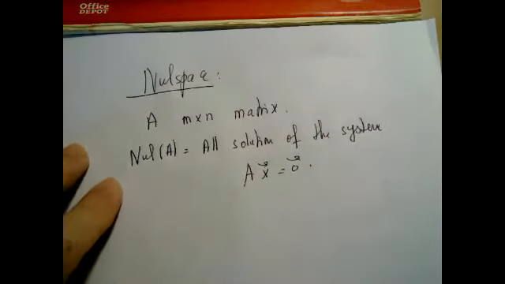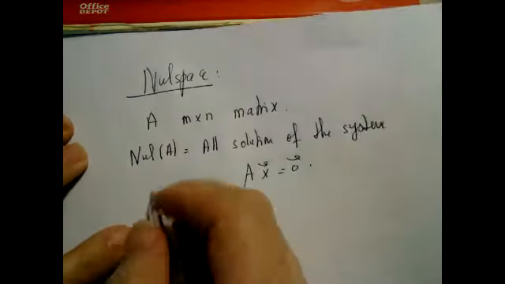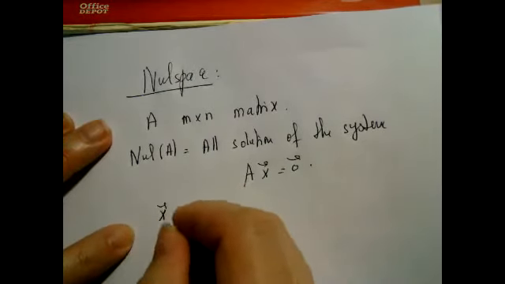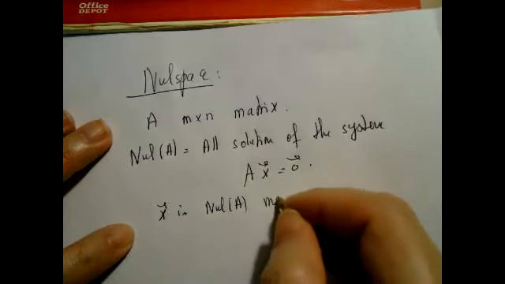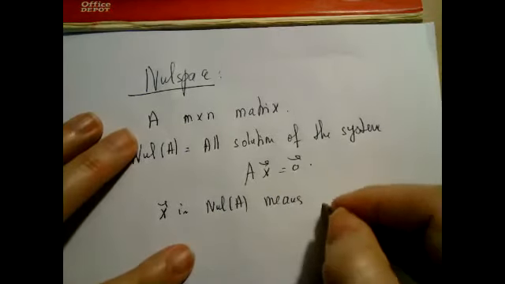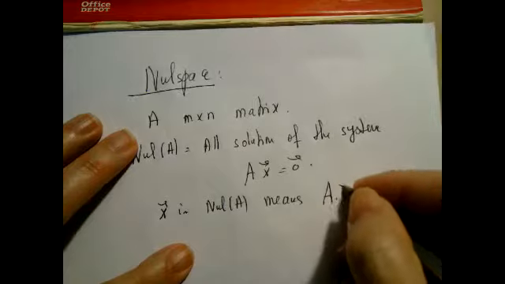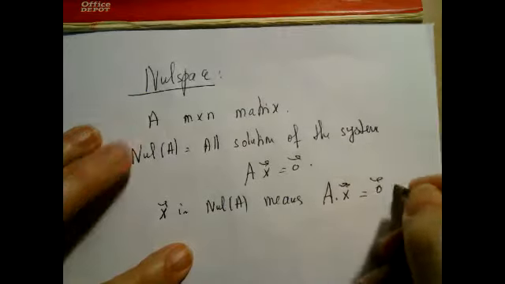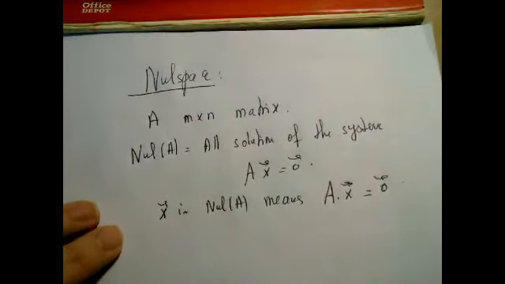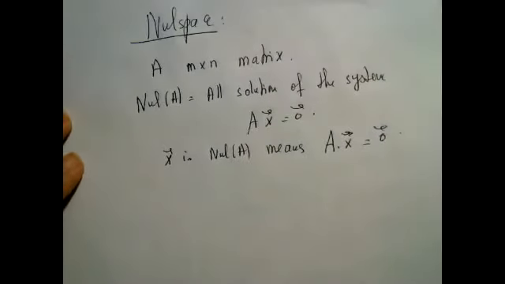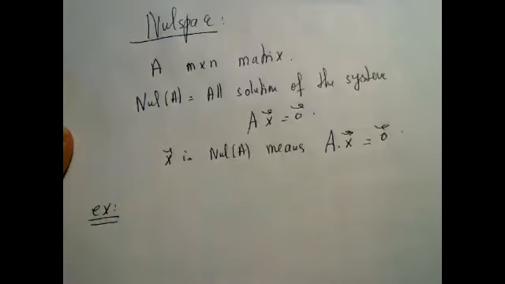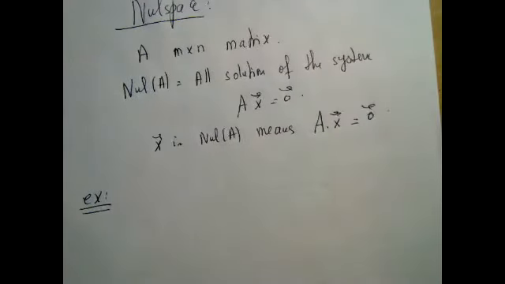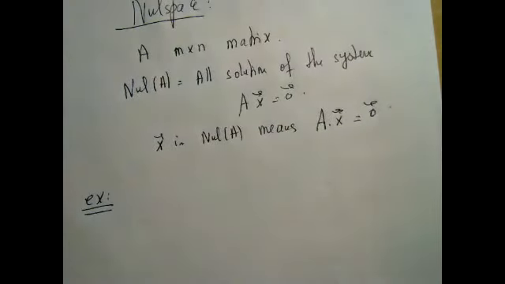So the null, all the solutions. It means X in the null of A means X is a solution of AX equal to 0. That's what it is. Now, what we proved last time, so first a quick example to understand the null, and then a remark about it.